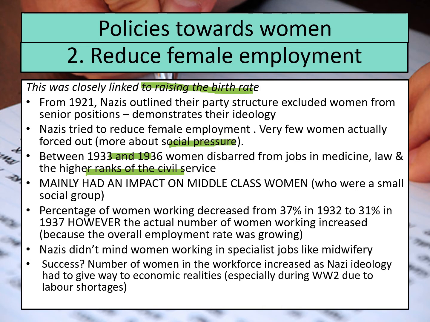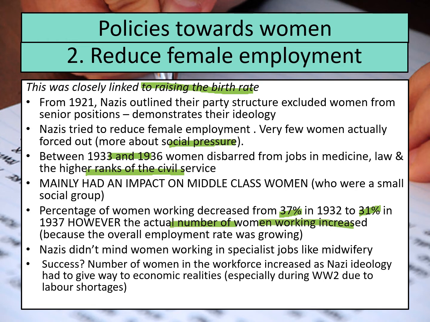Now, in terms of the statistics and how much of an impact they actually had on women, the percentage of women did decrease between 1932 and 1937. So the percentage of the total workforce that was women did decrease from 37% down to 31%. However, because the amount of people working increased in this time period, the actual number of women working increased because that overall employment rate was growing.